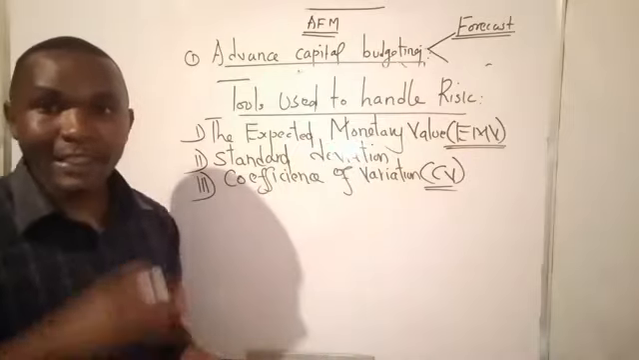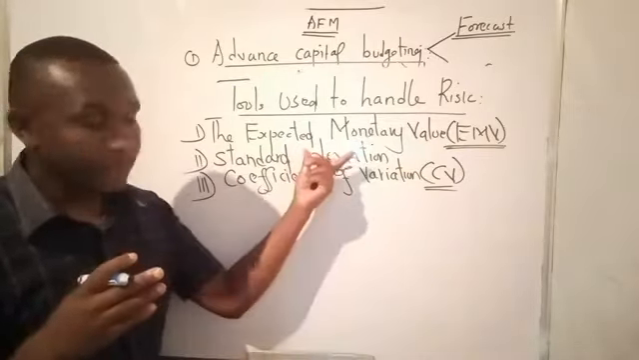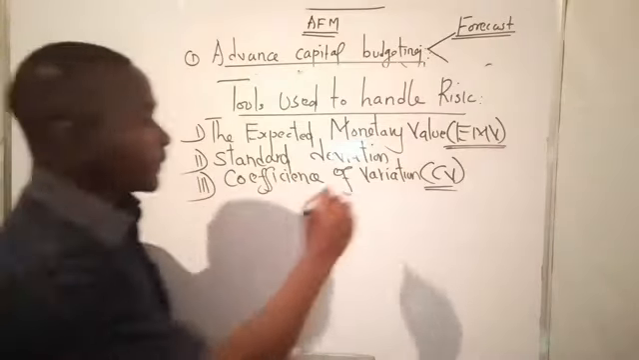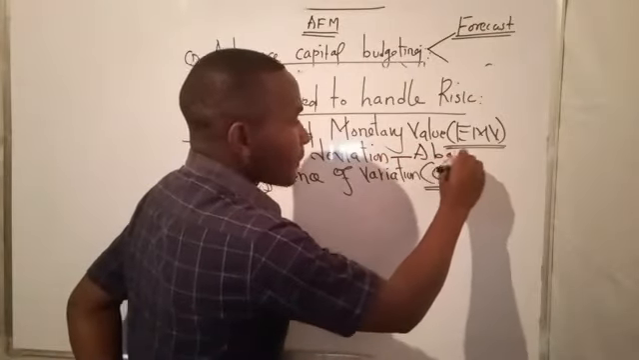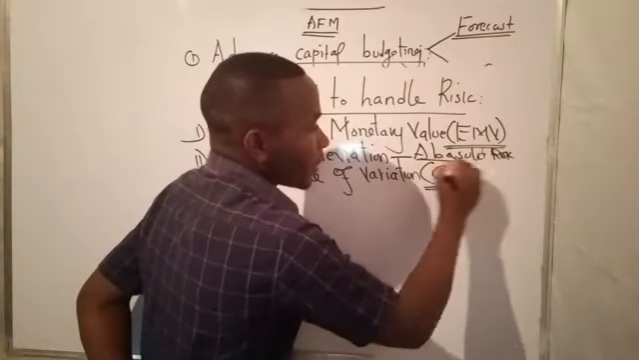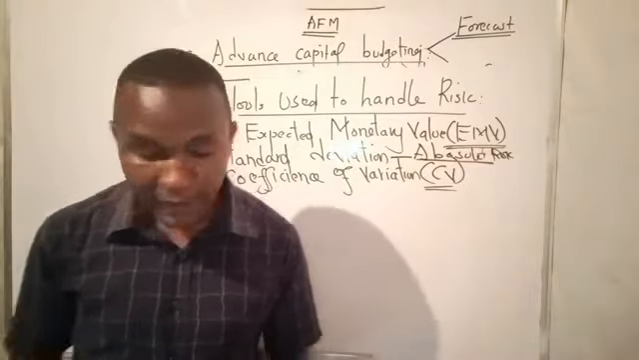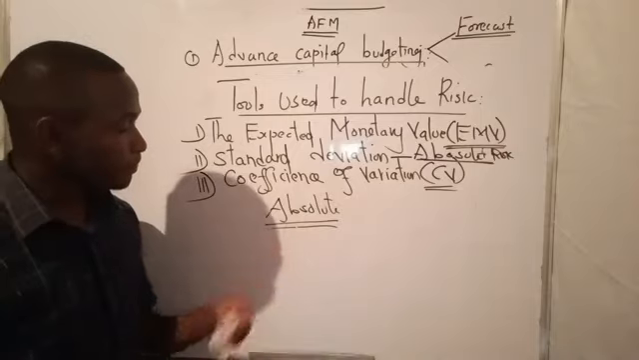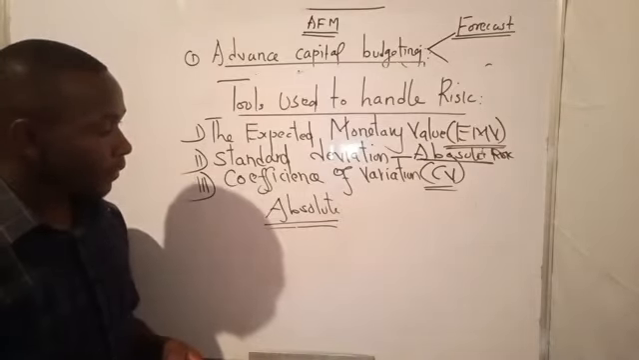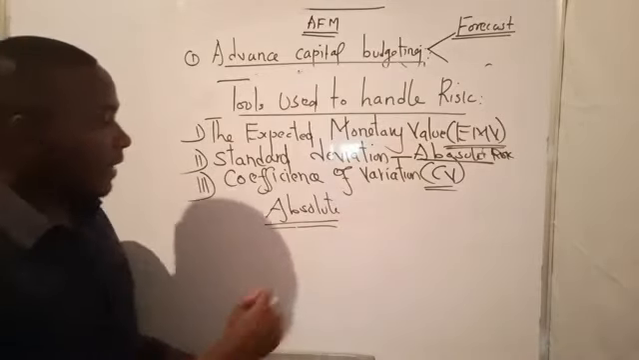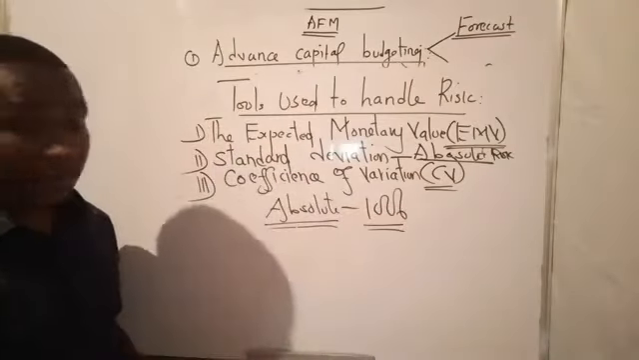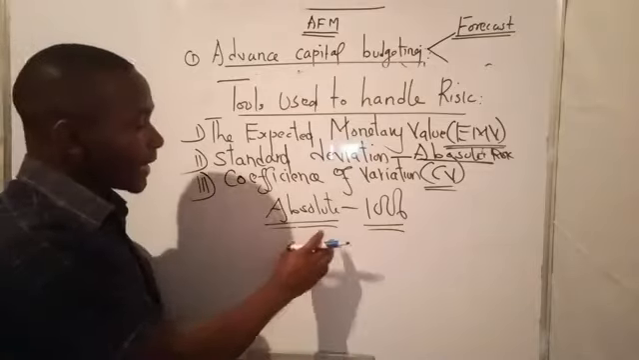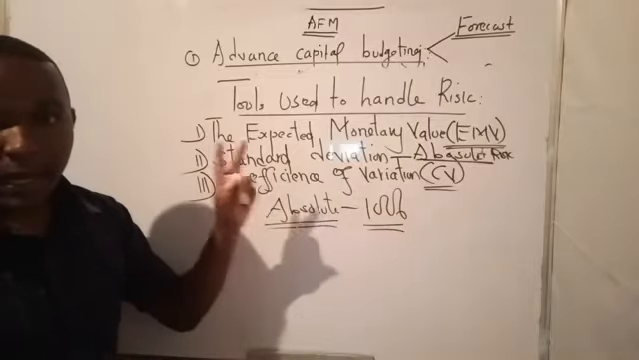So expected monetary value, to invest something, how much are we expecting to get? That is the return. And then standard deviation is used to measure absolute risk. What do you understand by absolute? If you say something is absolute, we mean it is certain, something that is 100%. So with standard deviation, if the risk is higher, that risk is exactly 100%, there is no doubt.